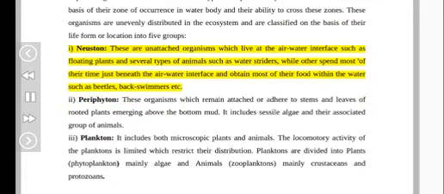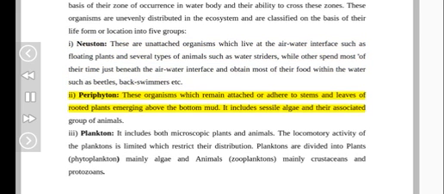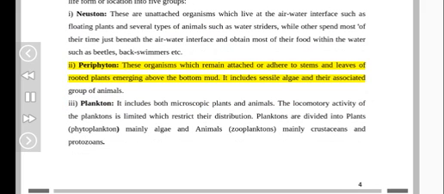1. Neuston. These are unattached organisms which live at the air-water interface such as floating plants and several types of animals such as water striders, while others spend most of their time just beneath the air-water interface and obtain most of their food within the water such as beetles, back swimmers, etc. 2. Periphyton. These organisms remain attached or adhere to stems and leaves of rooted plants emerging above the bottom mud. It includes sessile algae and their associated group of animals.